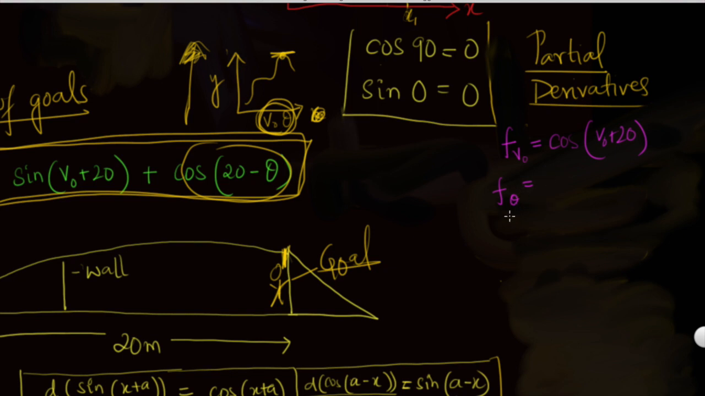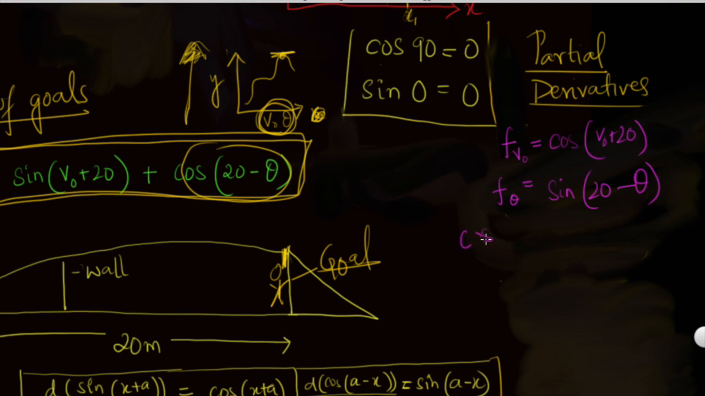And then for the other one, we do the same thing with respect to theta, assuming that v naught is constant. The reason why we don't have to consider this for this one is because then this whole thing would be constant, and the derivative of a constant is always 0. But it would reduce to sine of 20 minus theta.